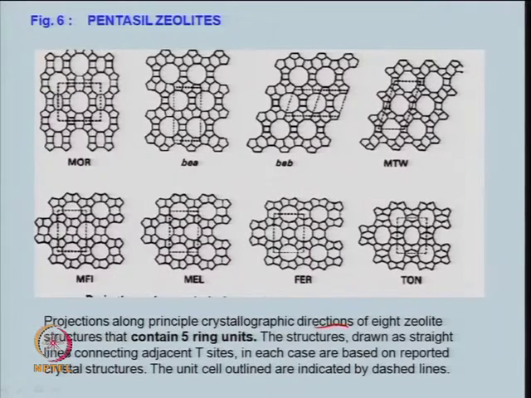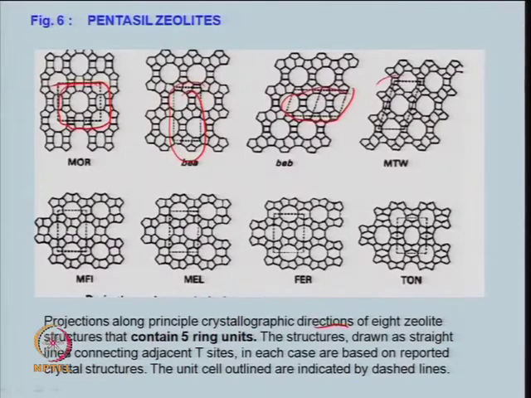The structure is drawn as straight lines connecting adjacent T atoms, and in each case these are based on the reported crystal structure, right. The unit cells obtained are indicated by the dashed line. So, this is one unit cell of a zeolite. Here it is the unit cell of a zeolite like this. In this case it is something different, like this.